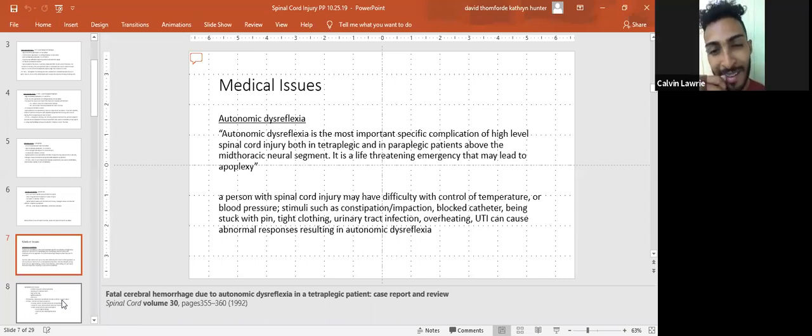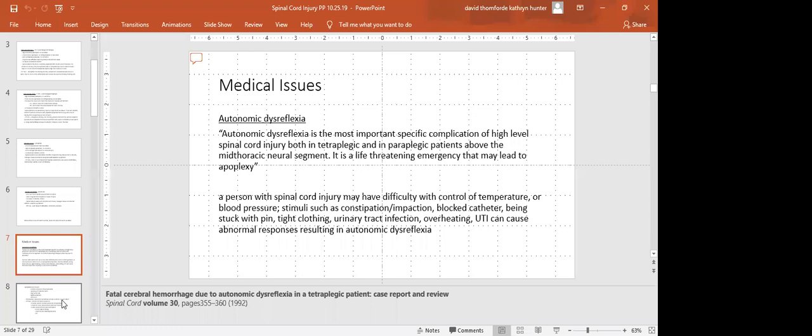So stimuli such as constipation or impaction in the large intestine, a blocked catheter, or being stuck with a pin, many of these different things can cause an abnormal response in the nervous system that will result in this autonomic dysreflexia.